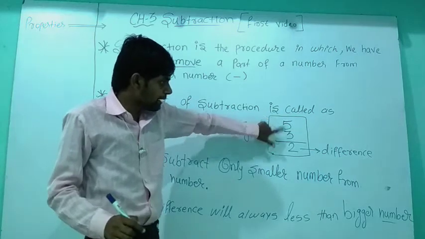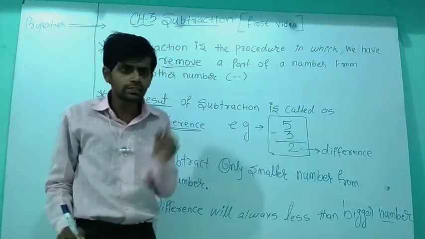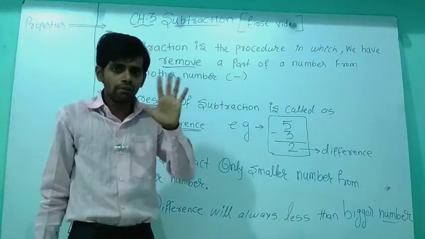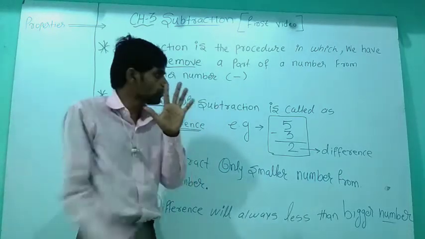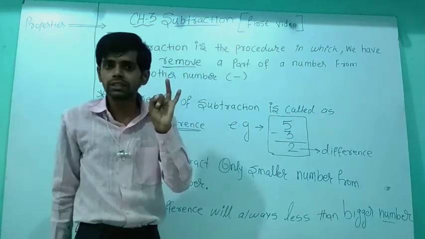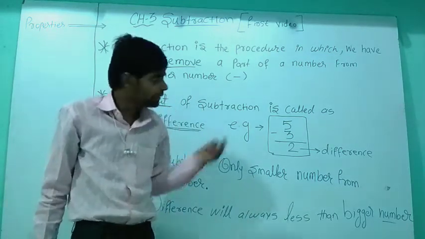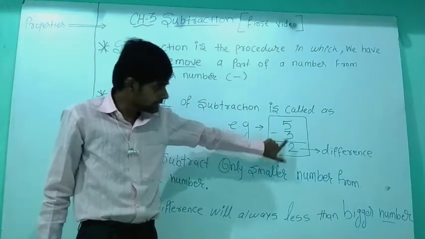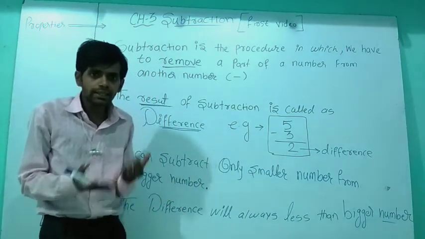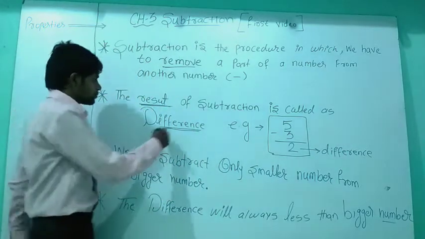I have the numbers 5 and 3. Here I remove 3 from 5. Let's take 5 fingers. From 5 fingers we have to remove 3 fingers. So let's remove the 3 fingers: 1, 2 and 3. So what is left over? 2. So that 2 is the result of 5 minus 3. Yes, so that is the result of subtraction. तो ये 2 सब्सट्रैक्शन का रिजल्ट है. So that 2 is called the difference.